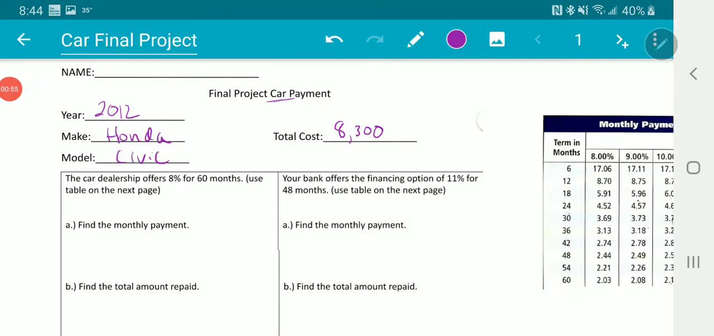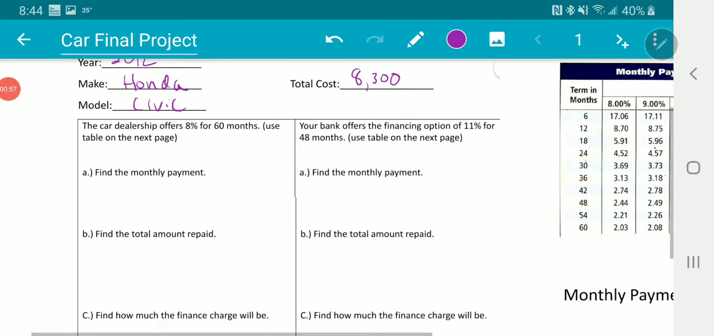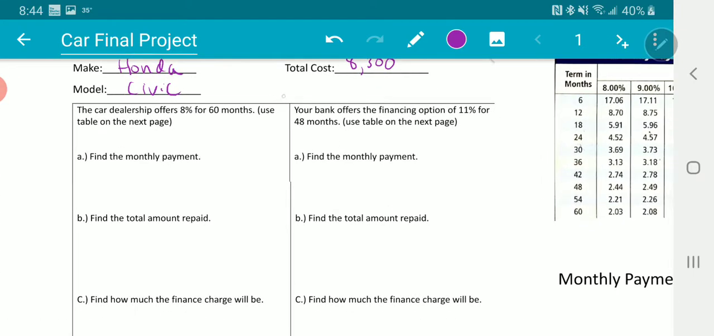Up next, you're going to be able to follow along. Now, there's two different sides to this paper. You're focusing on one side first. So I'm just focusing on the left side first, okay? You're going to have to run this two different ways because it's offering you two different options for financing your car or taking out a loan. So how do we do this? First thing says the car dealership offers you 8% financing for 60 months. Use the table on the next page. Find the monthly payment. That's first.